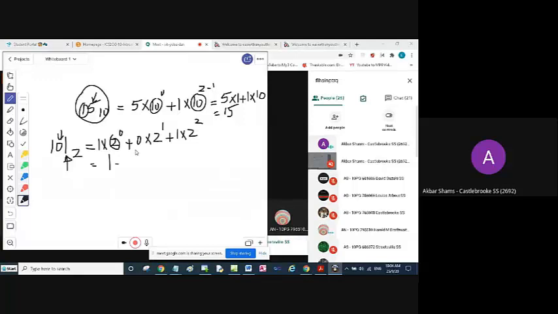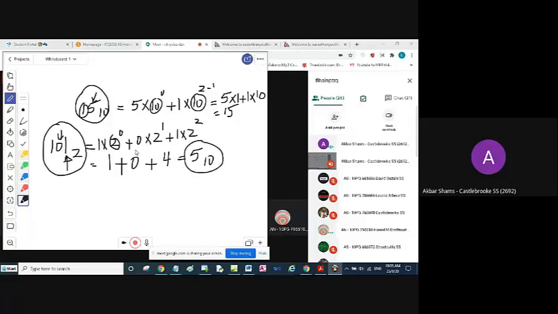Now, 2 exponent 0 is 1. 1 times 1 is 1, plus 0 times any number is 0, plus 1 times 2 exponent 2 is 4, so 1 times 4 is 4. 1 plus 0 plus 4 is 5. So this means 101 in base 2 is the same as 5 in base 10. Everybody understood?